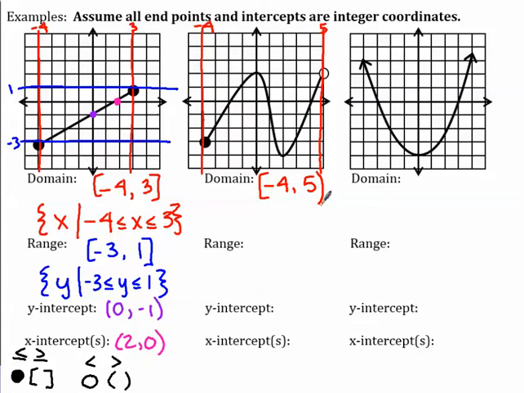To write this in set notation, since this is the domain, we're going to have the set of all x's such that -4 is less than or equal to x is less than 5. Since there's a square bracket on the -4, we have less than or equal to there, and there's a parenthesis on the 5, so we're going to have just a less than on that side.